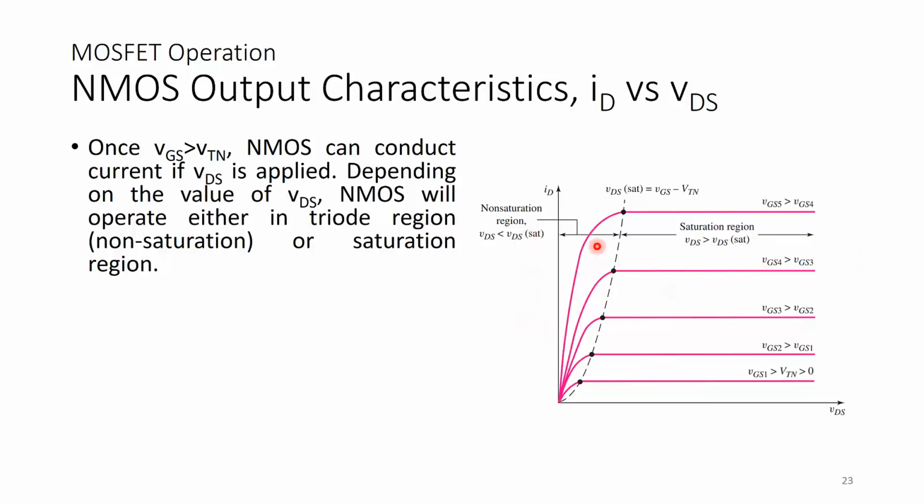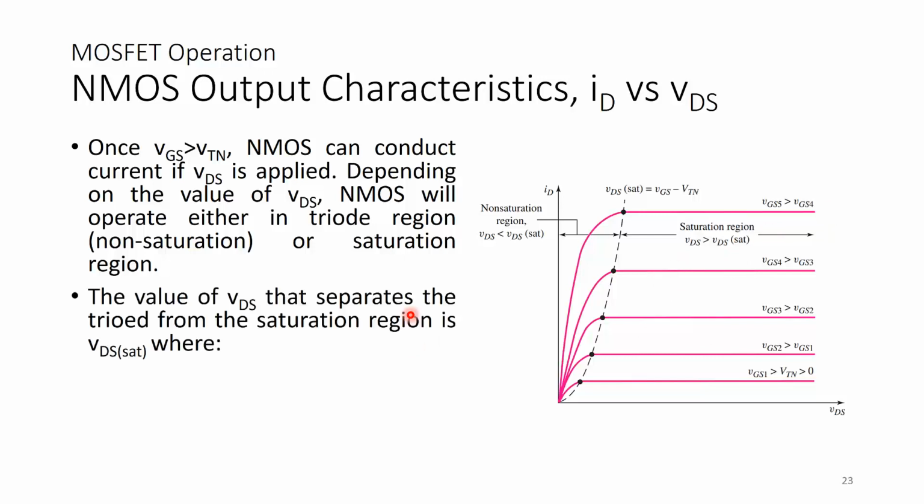Some people call this region the linear region, some people call it the triode region. In this region, you will see that ID increases almost linearly. That's why they call it the linear region. But after the triode region, it becomes horizontal, so it saturates. That's why it's called the saturation region. The value of VDS that separates the triode from the saturation region, sorry, there's a typo there, is VDS sat, where VDS sat is equal to VGS minus VTN.